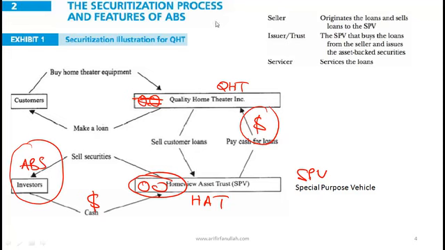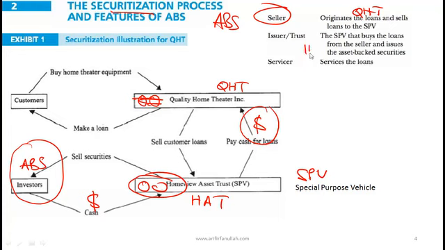Okay, let's also understand some basic terminology. In the context of an asset-backed security or the securitization process, who is the seller? The seller is the entity which originates the loans and sells the loans to the SPV. So in our example, who is the one who originates the loans to the consumer? QHT is the seller. The issuer or the trust is the SPV that buys the loans from the seller and issues asset-backed securities.